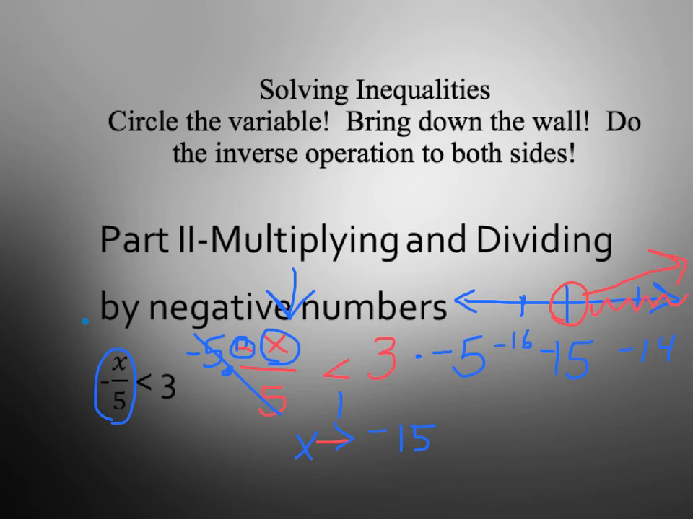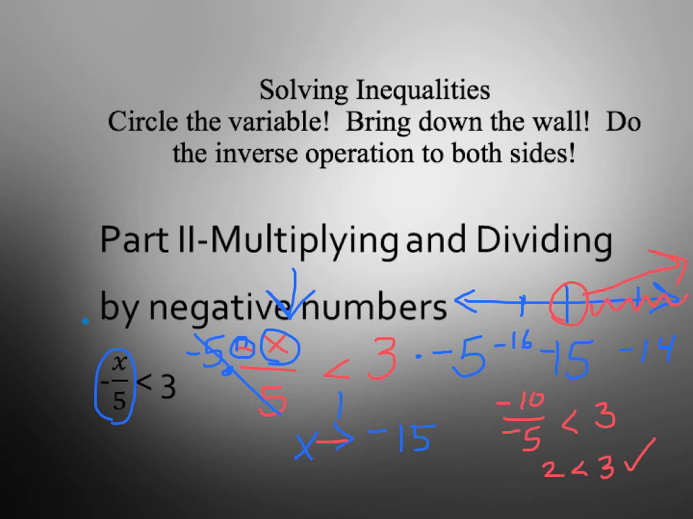I'm going to pick a simple one like -10. So if I put -10 back in, -10 divided by -5 should be less than 3. All right, a negative divided by a negative is a positive. 10 divided by 5 is going to give me 2. Is 2 less than 3? Yes, you are correct.